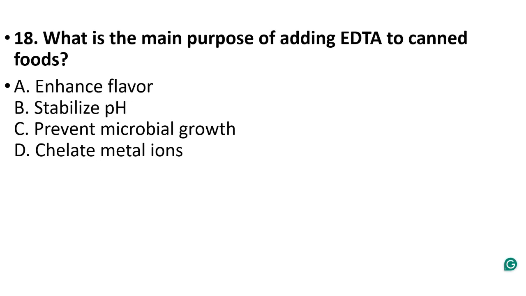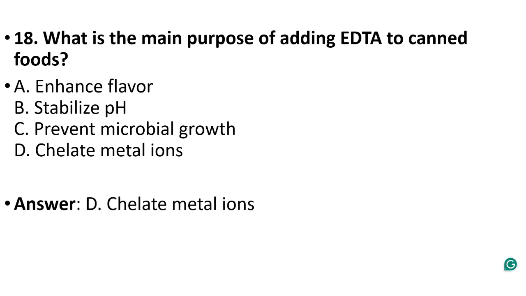18th question. What is the main purpose of adding EDTA to canned foods? Enhance flavor, stabilize pH, prevent microbial growth, chelate metal ions? Your answer is option D, chelate metal ions.